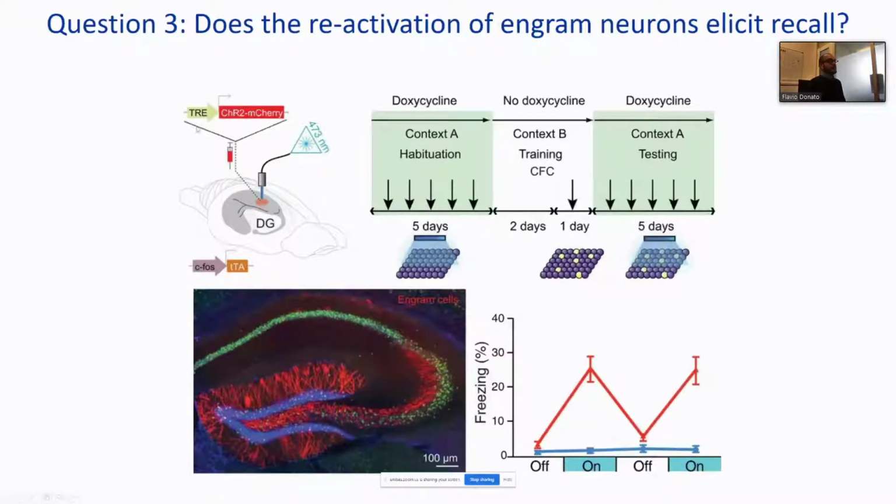They use a different method to label the active cells, which is based on doxycycline and the tetracycline gene promoter, but the result is the same. They are able to express channelrhodopsin, the effector of optogenetics, only in the neurons that were active when the memory of this experience was formed. In this case, they target the dentate gyrus of the hippocampal region. When they stimulate those cells in a context in which the animal had not been before, not the context where the animal was shocked, they were able to induce an increase in freezing only in the animals in which they were stimulating the neurons that were active during acquisition of the experience.